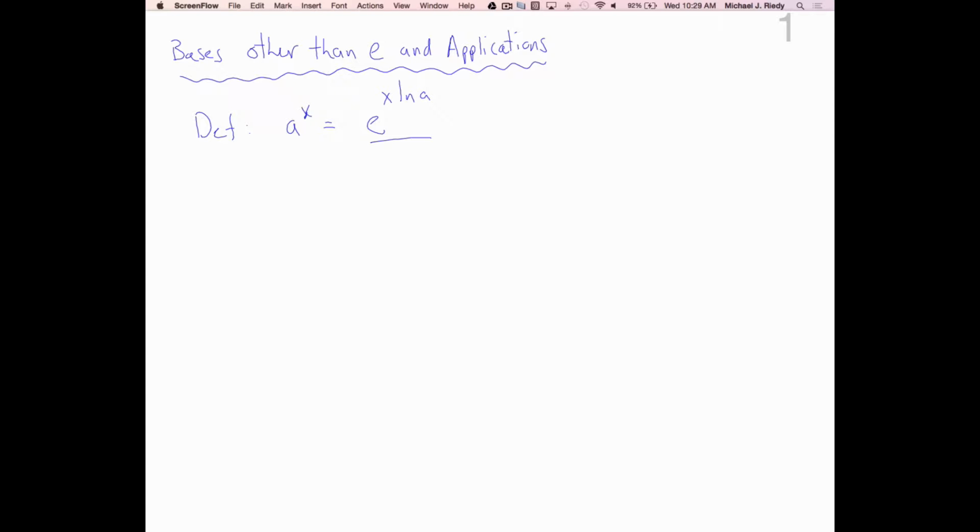This is the same thing as e raised to the natural log of a to the x, is it not? Because e to the natural log of anything is that anything. And then I used the natural log properties and took that little x and moved it out in front. Okay, we're good? Beautiful. Change of base. This is pre-calc stuff.